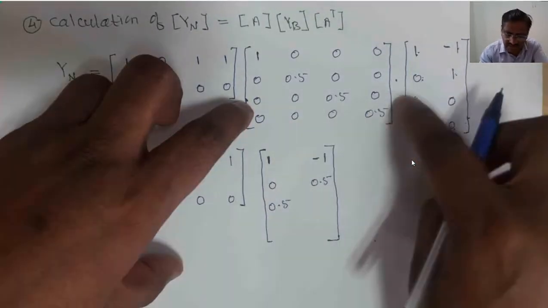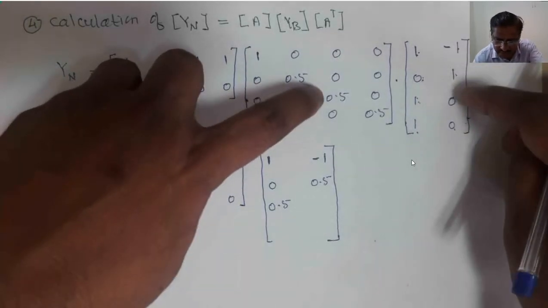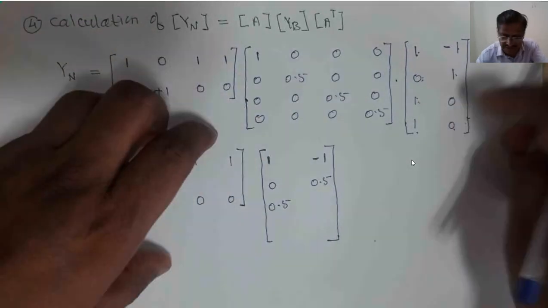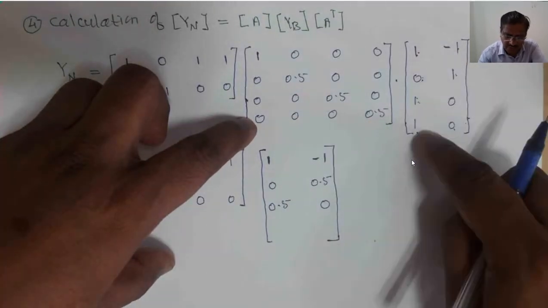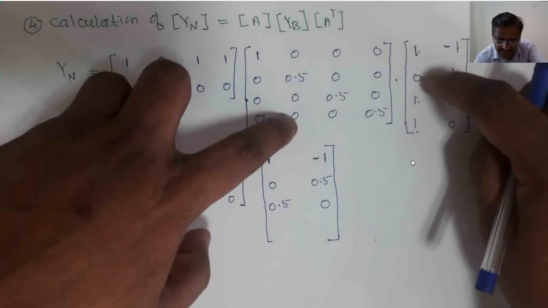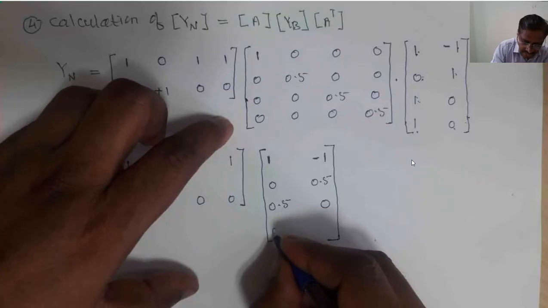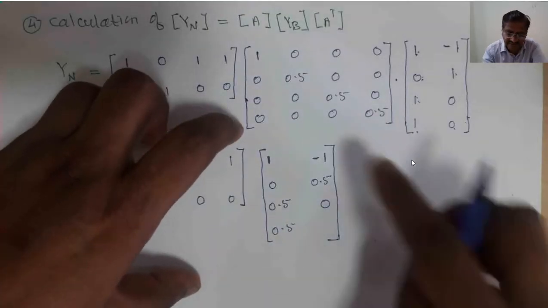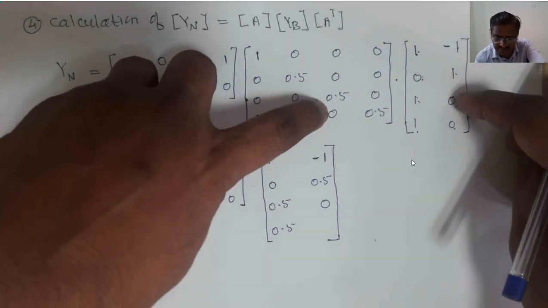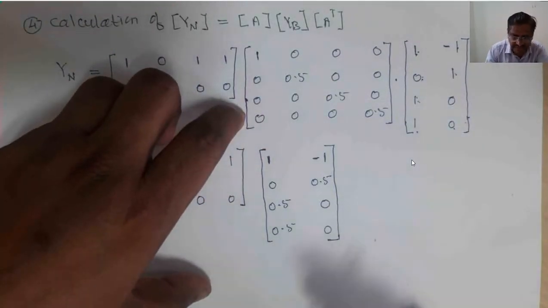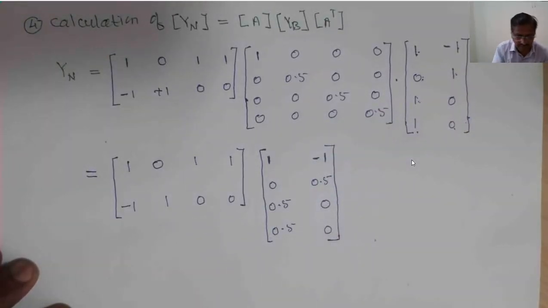The next, third row and second column: 1 into 0 is 0, then 0 into 1 is 0, then this is 0 and then this is 0, so in this particular case this entry will be 0 again. Then last row first column: this is 1 into 0 is 0, this is 0 into 0 is 0, 0 into 1 is 0, this is 0.5 into 1 is 0.5. And then finally the last row and last column: this is 0, this is 0, this is 0 and this entry will be 0. Means the multiplication of these two matrices is nothing but this particular matrix.